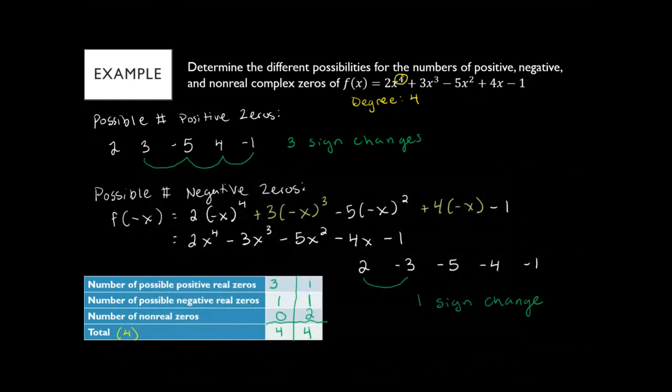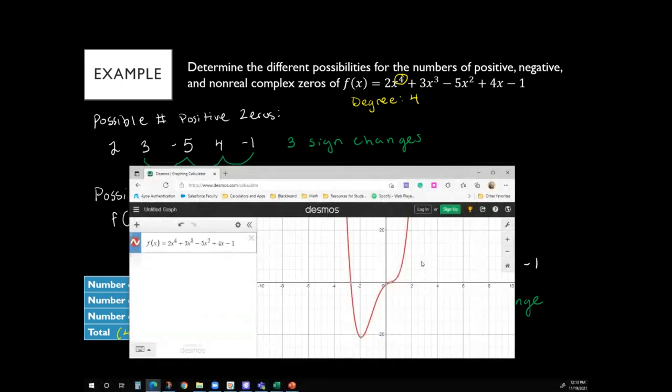So out of our 2 possible combinations, our actual answer for the number of zeros is the second choice right here. That's our actual answer. So we have one positive zero, 1 negative zero, and then the other 2, if you were trying to solve this, would be complex numbers. So we knew it was going to be one of these 2 combinations, and the graph allows us to see which one it is.